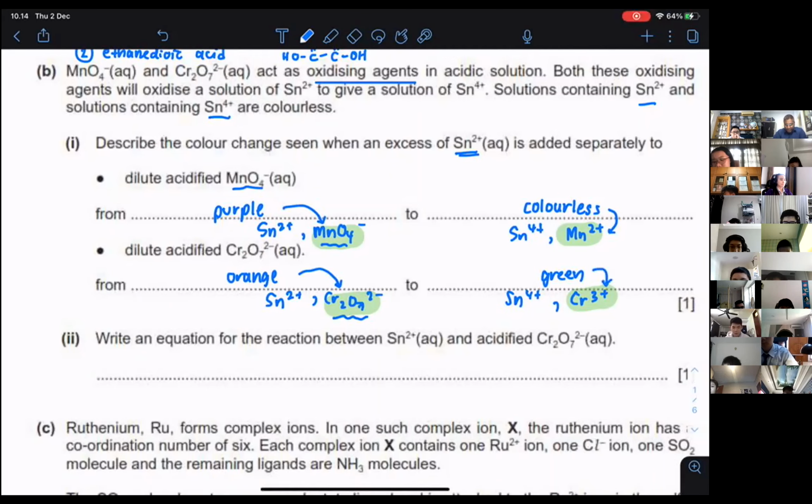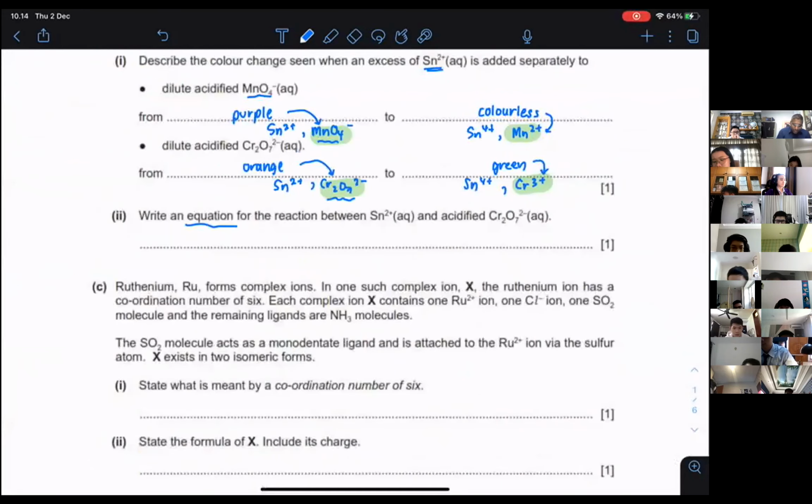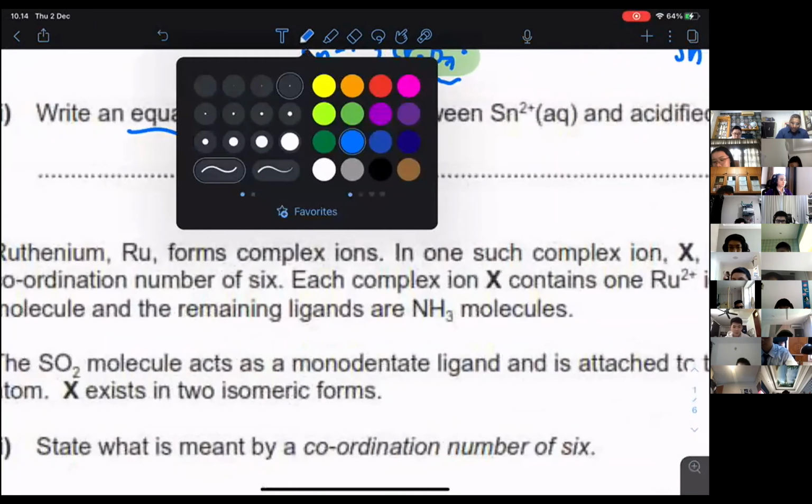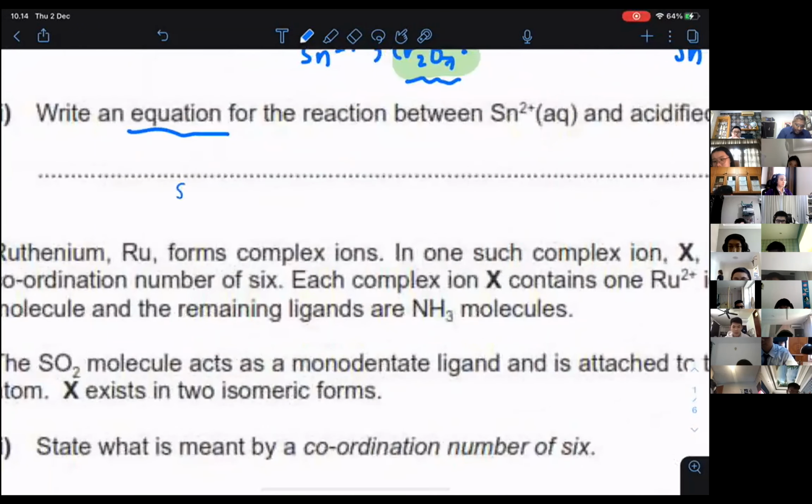So write an equation between the reaction. They say equation, right? So it's an overall reaction, Sn2+ and Cr2O7 2-. In order to answer that, you need to write down, I'll just make it bigger. Let's say, for example, Sn2+ is changing into Sn4+. How do they get Sn4+? It means there are going to be 2 electrons lost. And then this is going to be acidified potassium dichromate.